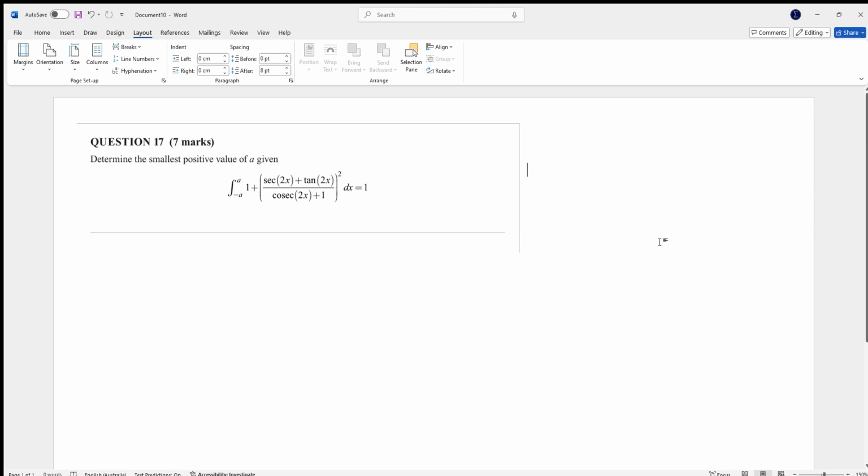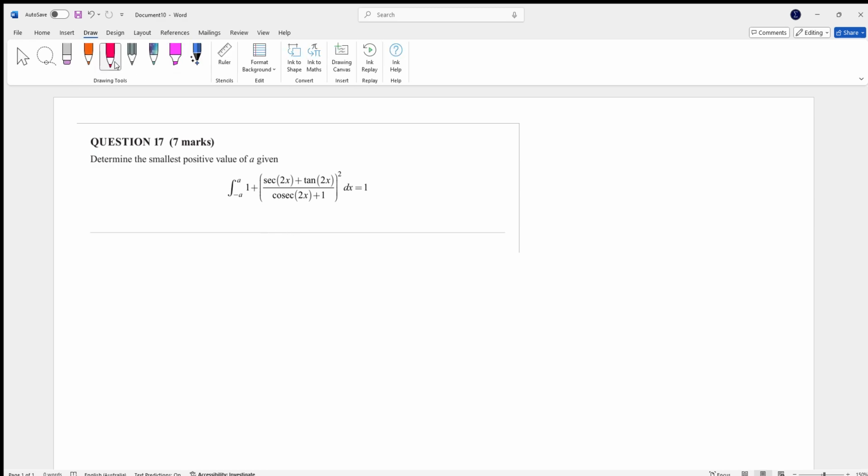Okay, so question 17 here, all they're asking is determine the smallest positive value of A given this, and this is tech free. So first of all, everyone's going to think, how do we integrate this? What I'm going to think is, how do we change how this looks? Because I don't think anyone is going to integrate that straight away.